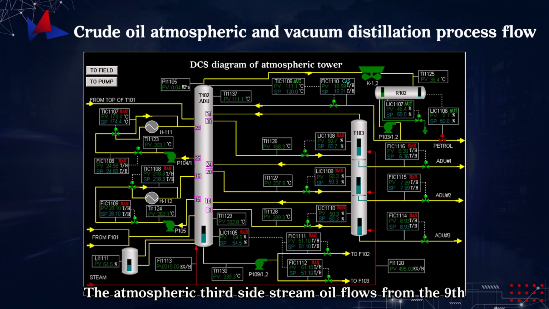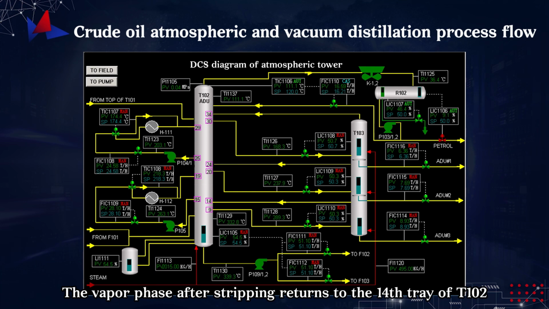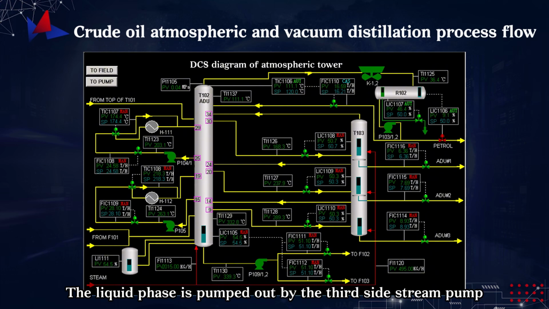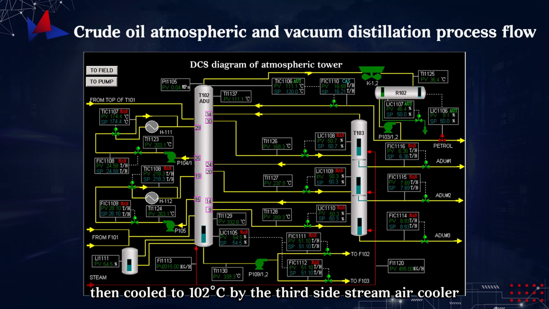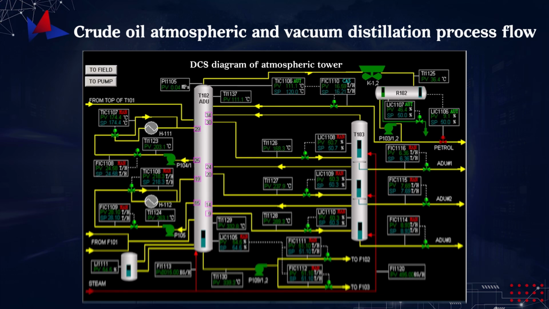The atmospheric third side stream oil flows from the 9th tray of T102 into the lower section of the third side stream stripper T103, where it is stripped with superheated steam. The vapor phase after stripping returns to the 14th tray of T102. The liquid phase is pumped out by the third side stream pump, heated to 218 degrees Celsius by an exchanger, then cooled to 102 degrees Celsius by the third side stream air cooler, and sent to the caustic wash unit.